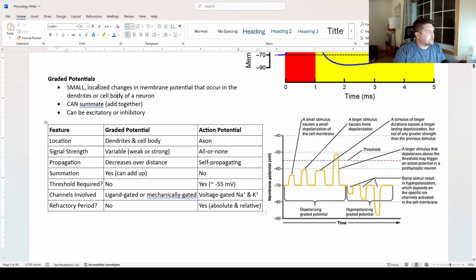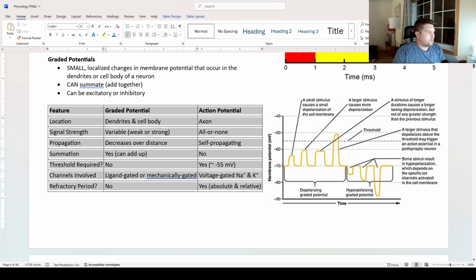Graded potentials can add together. They can be either excitatory or inhibitory. So they can encourage an action potential to be sent, or they can prevent an action potential from being sent. We don't get a lot of questions specifically about graded potentials. More often than not, you're going to get some type of comparison between the two, like this little chart right here.